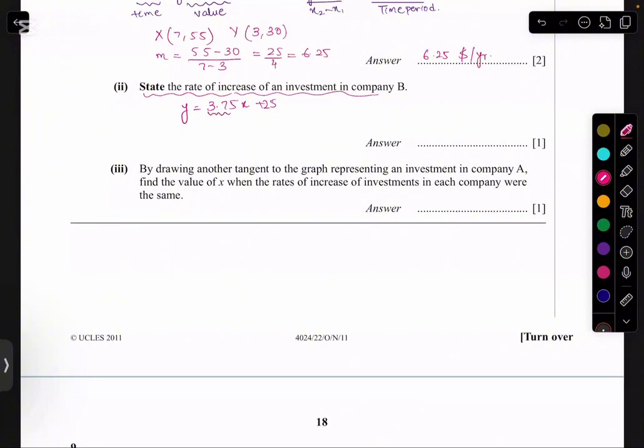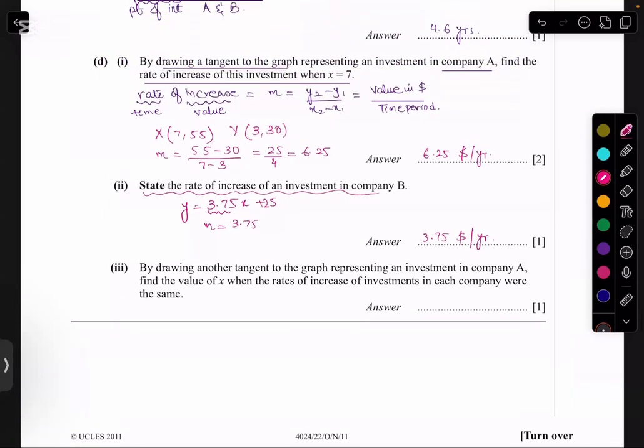Actually, the gradient represents the rate of increase. Gradient in this case is 3.75. So I know company B के लिए जो investment rate है, that is $3.75 per year. इनका investment rate has a constant value, जबकि company A के लिए investment rate will be having a different value for each year. जैसे कि हमने x is equal to 7 पे check किया था, पूरा gradient find किया. So we got the gradient and it was $6.25 per year. So this is the difference between the two companies, A and B.